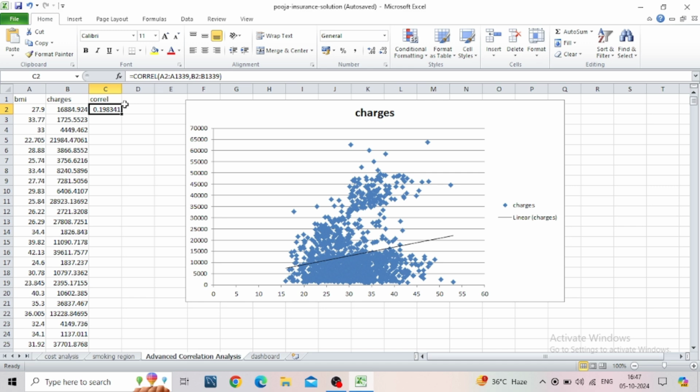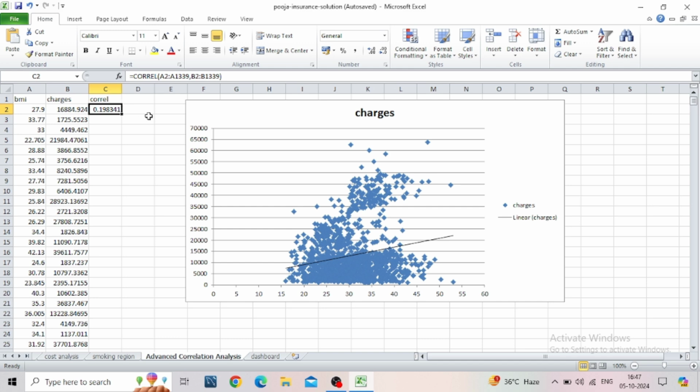So this finding suggests that BMI alone might not be a key factor in determining medical cost, and that other variables such as smoking status or the number of dependents could have a more significant impact on charges.